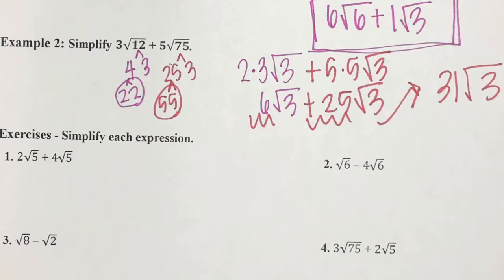Okay. Try 4. Hey, try 4. Everybody try 4. You can't combine square root of 3 and square root of 5. So it's 5 square root of 3.